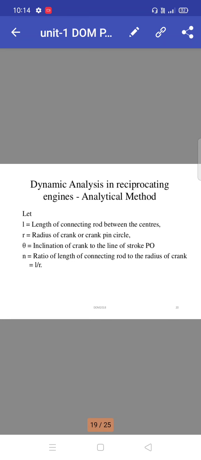Dynamic analysis in reciprocating engine, analytical method. L is the length of the connecting rod between centers. R is the radius of the crank or crank pin circle. Theta is the inclination of the crank to the line of stroke PO. N is the ratio of the length of the connecting rod to the radius of the crank, so N is equal to L by R simply.